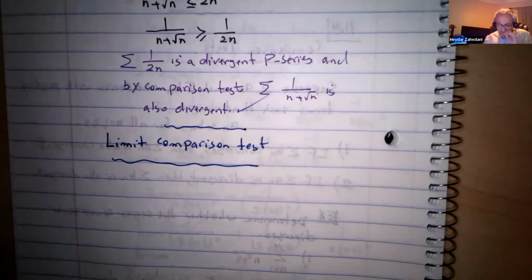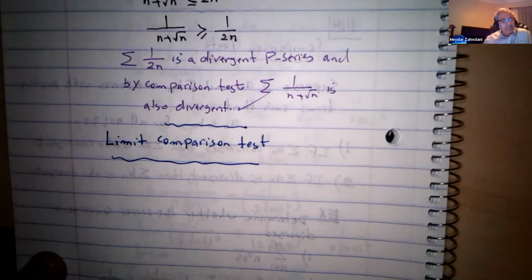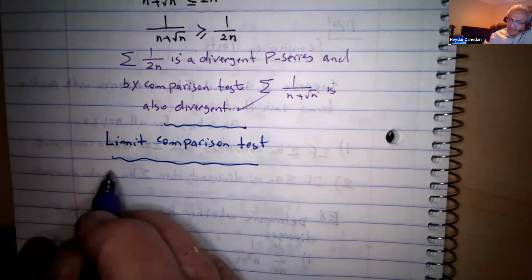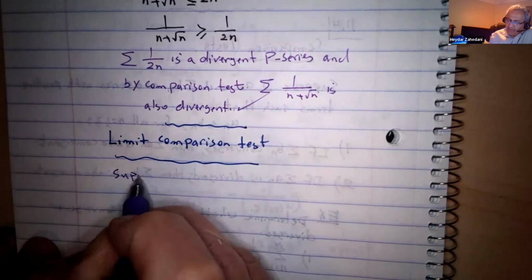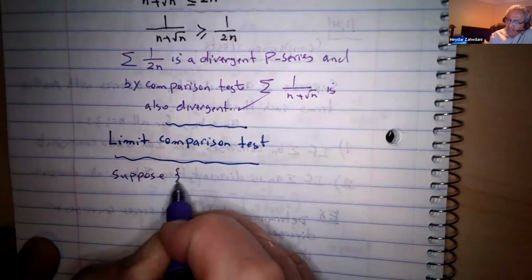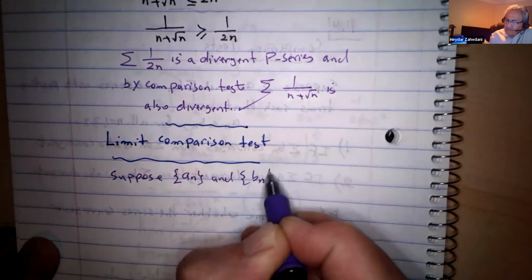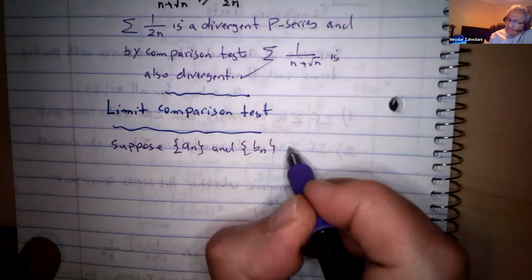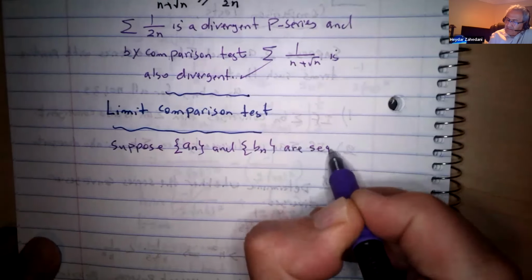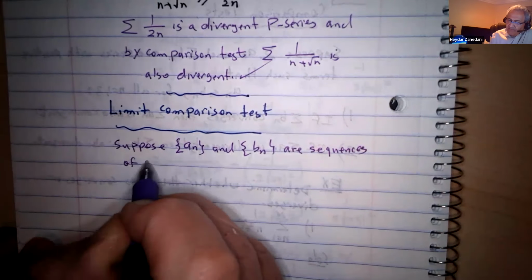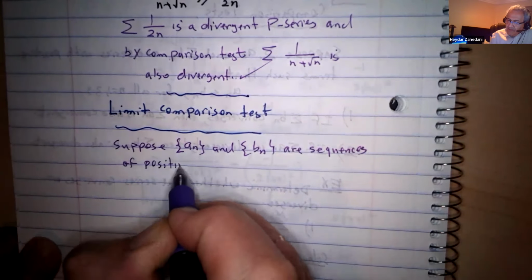So let's see what the limit comparison test is. Again, suppose you have two series of positive terms. Or you can say that suppose those general terms an and bn are sequences. You can go with the sequence of series, sequences of positive numbers.